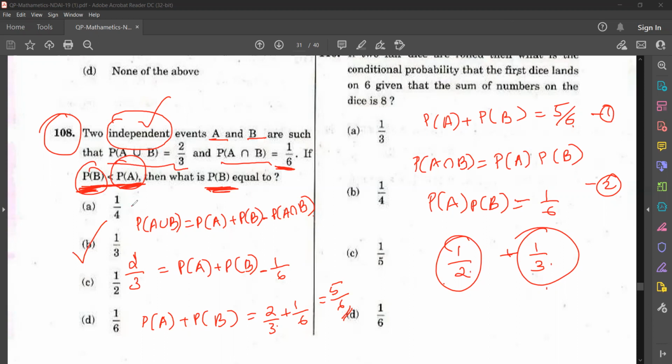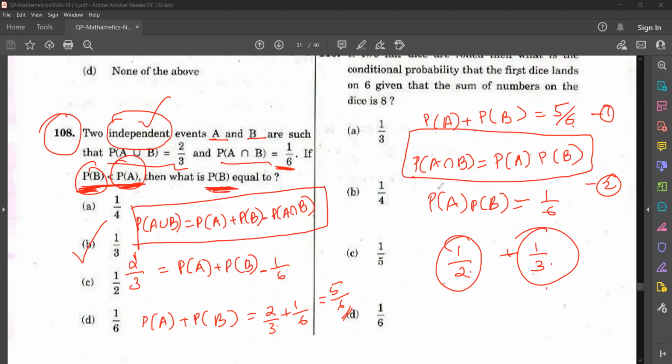So what is the takeaway from this question? Learn by heart this formula: P of A union B is P of A plus P of B minus P of A intersection B. And for any independent events, P of A into P of B is P of A intersection B. So these two formulas you have to learn by heart. Let's go to the next question now.